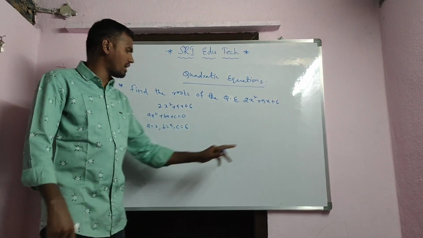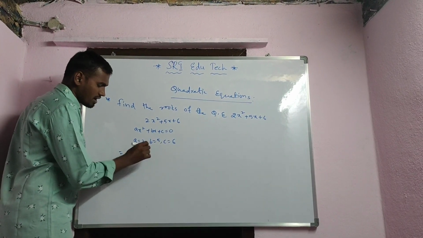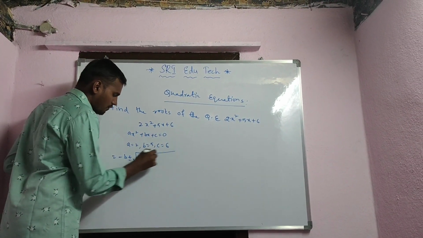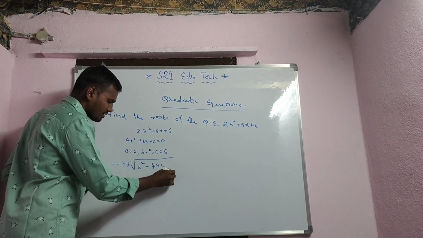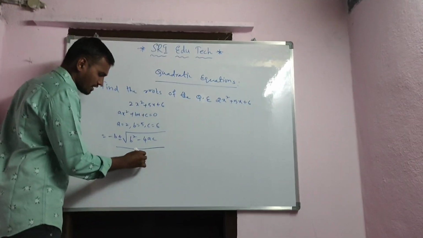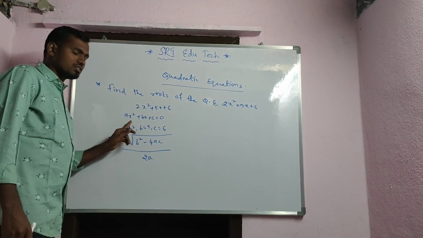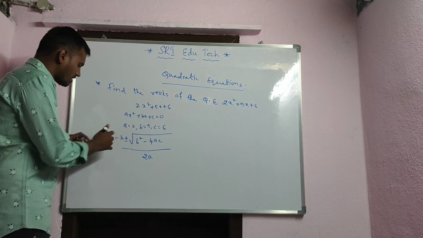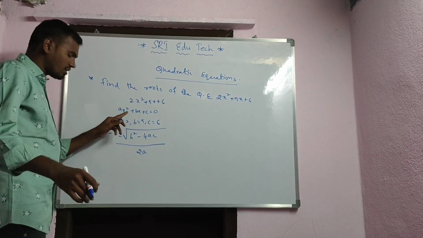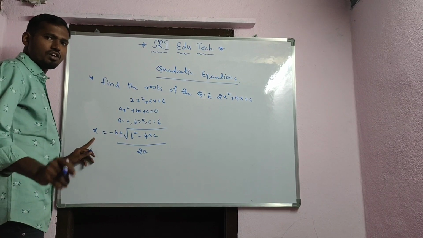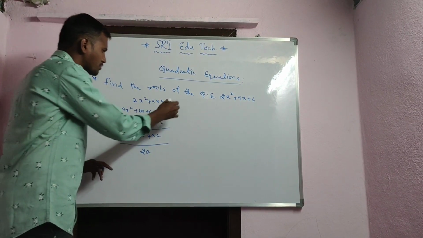You have one formula: x = (-b ± √(b² - 4ac)) / 2a. Here you have the x variable, that's why you have to write x here. Suppose if you have y here, then you have to write y. Whatever variable you have, that should be written here. Okay? Right, let us substitute in this.